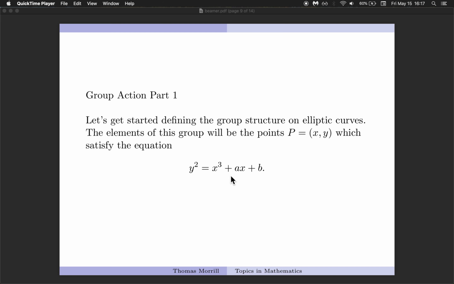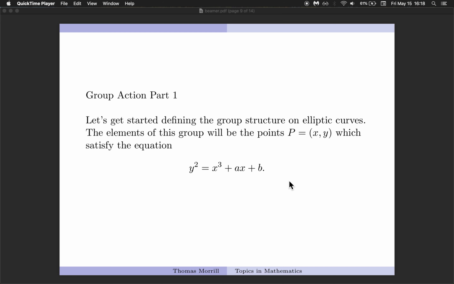The a and the b here are some constants, so I can vary the parameters and I can get lots of different elliptic curves. All of them are elliptic curves, just the same as all parabolas are parabolas, just with different formulas. And all of them have group structure, at least as long as we don't have a zero discriminant. You can check my previous lecture for that.